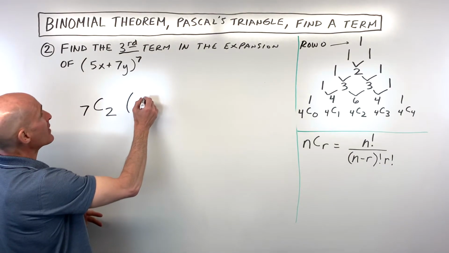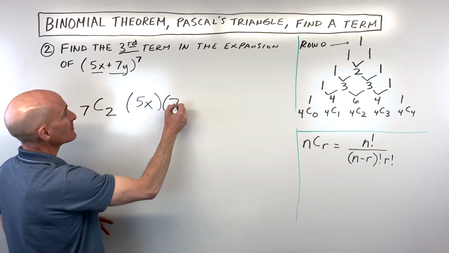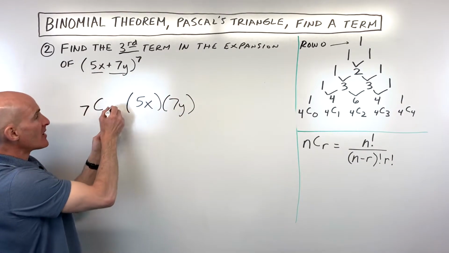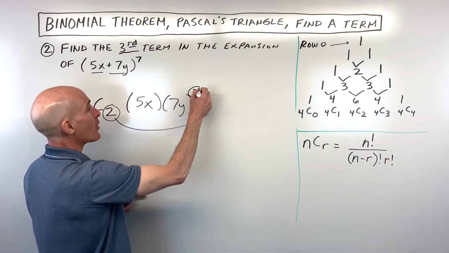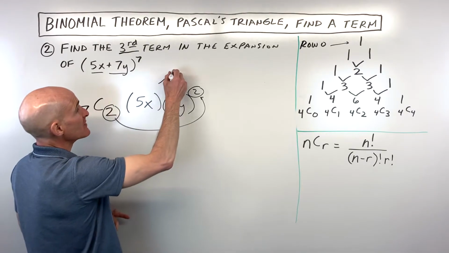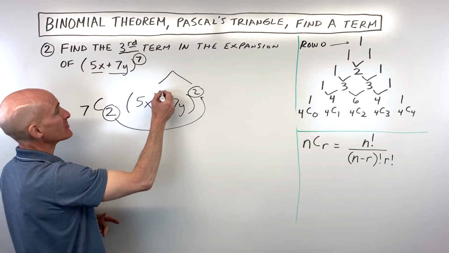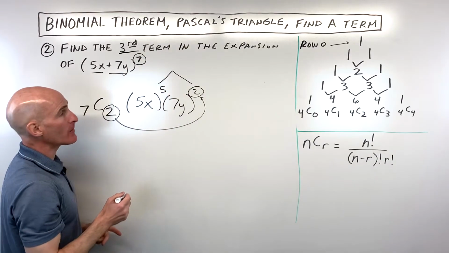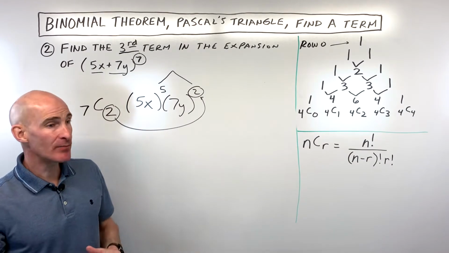And then look at this pattern here. We've got our two terms, 5x and 7y. But remember how we said that this r value here and the exponent on the second term, they're always in lockstep, they always match. And remember the pattern where we said these two exponents are going to add up to this power here, the 7. So in this case, this has to be to the 5th power. So now we've zeroed in on that particular term. All we have to do is simplify.